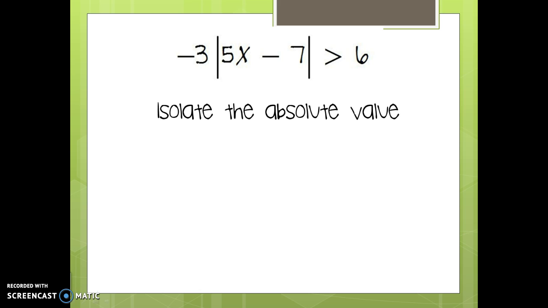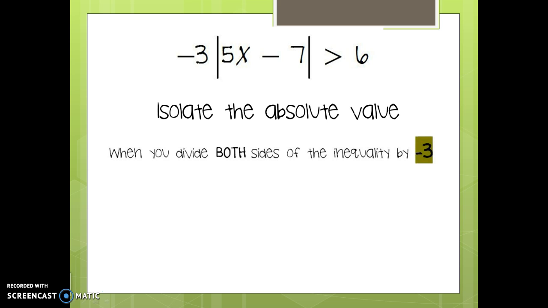Remember, we need to isolate the absolute value. So that negative 3 must go. And what happens when you divide by a negative 3? Well, you need to remember to flip the direction of the inequality sign. And when it all is said and done, now you can determine that it is an "and" statement.